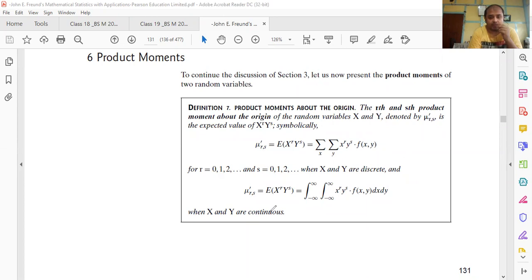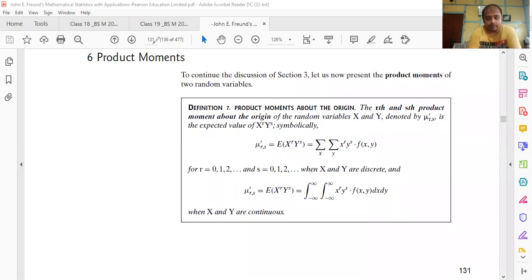And if capital X and Y are continuous, the same definition is calculated with integration, and we integrate this integrand from minus infinity to plus infinity for both x and y. This is the definition of product moment about the origin.